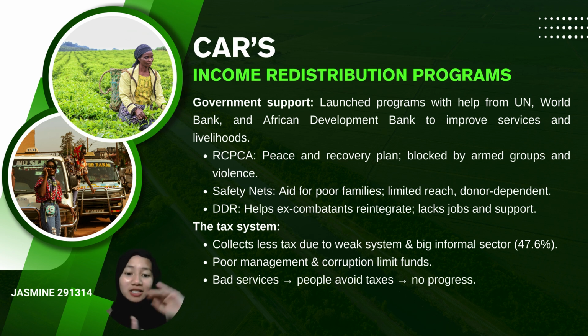And okay, following that is the tax system. The CAR government collects around 4% less due to inefficiency and a small tax base. So basically, the tax system is weak, and CAR also has a large informal economy, which makes up 47.6% and operates completely outside the formal tax system.